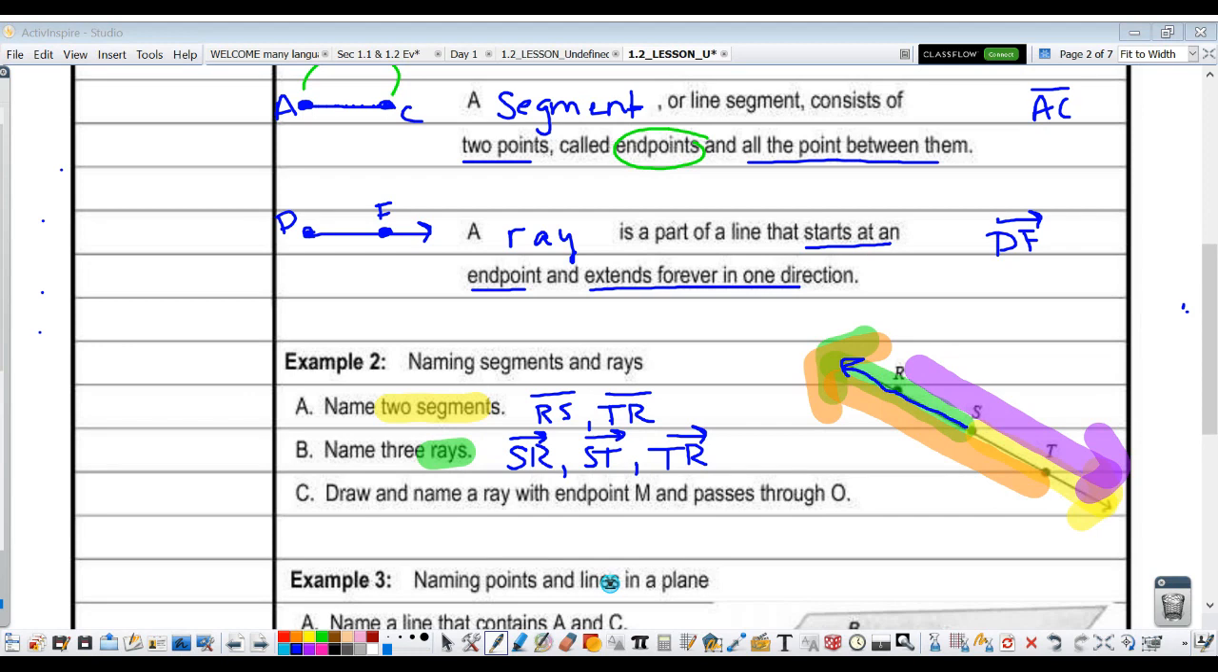The next problem, draw and name a ray. We've got a starting point going through another point with endpoints M and O. Sorry. So I need 2 points, M and O, and M is an endpoint, and I'm going through O. M is an endpoint and passes through O.